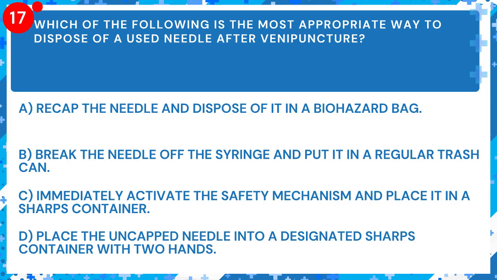Question 17. Which of the following is the most appropriate way to dispose of a used needle after venipuncture? A. Recap the needle and dispose of it in a biohazard bag. B. Break the needle off the syringe and put it in a regular trash can. C. Immediately activate the safety mechanism and place it in a sharps container. D. Place the uncapped needle into a designated sharps container with 2 hands.